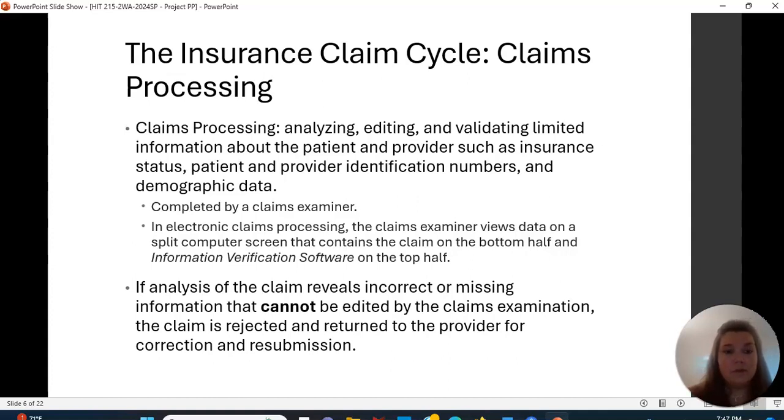I have a note here. In electronic claims processing, the claims examiner views data on a split computer screen that contains the claim on the bottom half and information verification software on the top half. I actually have an example of that on the next slide, but I've got one more note on this slide. If during the analysis of the claim, there's incorrect or missing information that cannot be edited by the claims examiner, the claim is rejected and automatically returned to the provider for correction and resubmission. So it does not go on to the next step, which is adjudication.